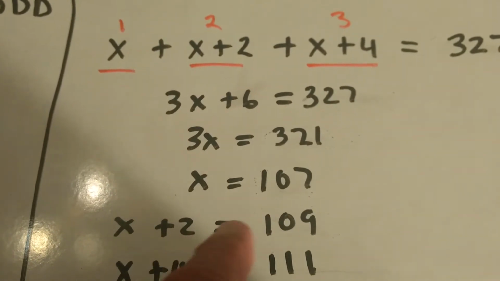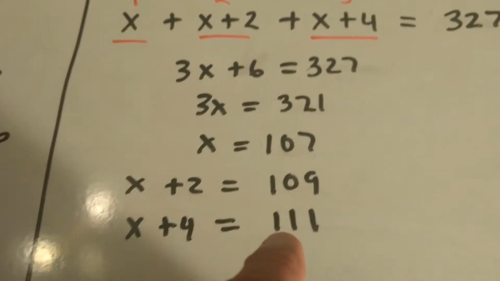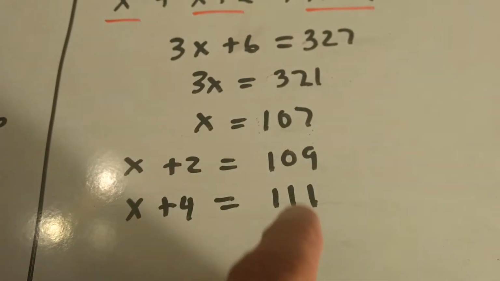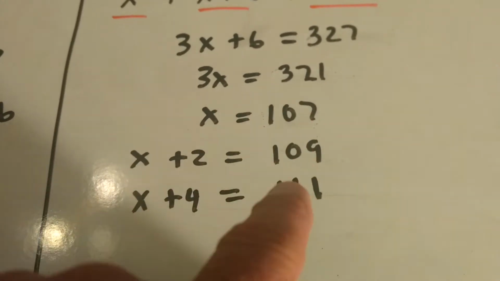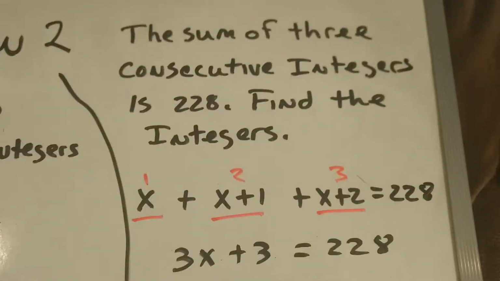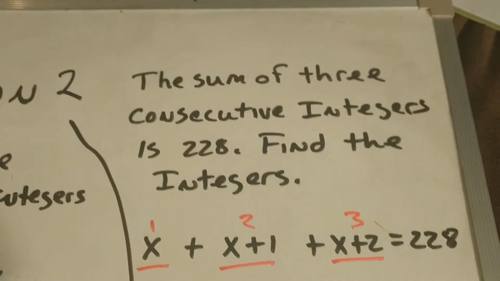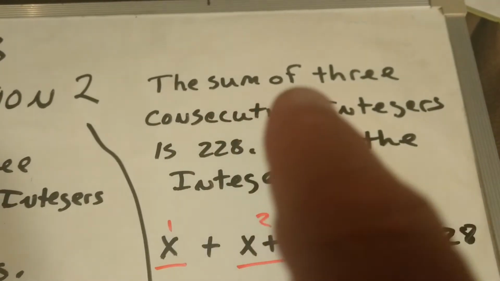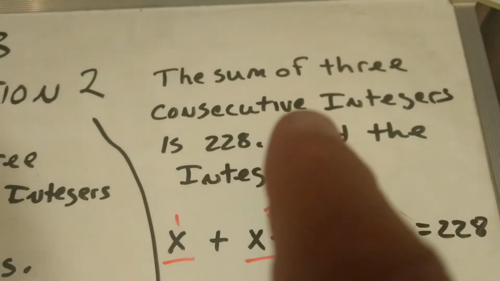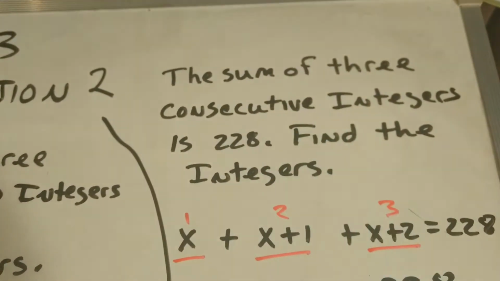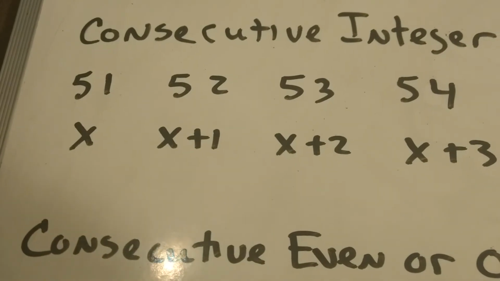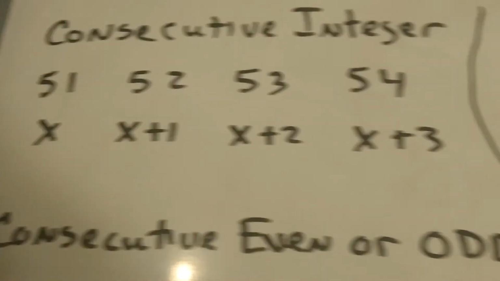If we add 2 to 107, the second integer is 109. If we add 4 to the first integer, we get 111. There's our three consecutive odd integers. Second problem. It says the sum of three consecutive integers is 228. Now notice in this problem it's consecutive integers. Doesn't say anything about even or odd. So consecutive integers would be x, x plus 1, x plus 2.